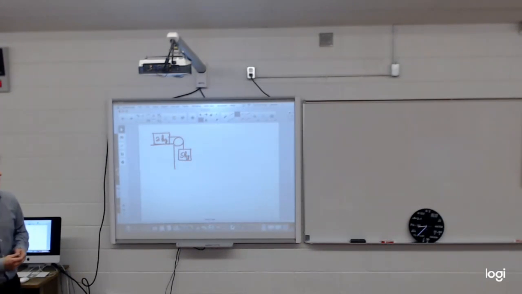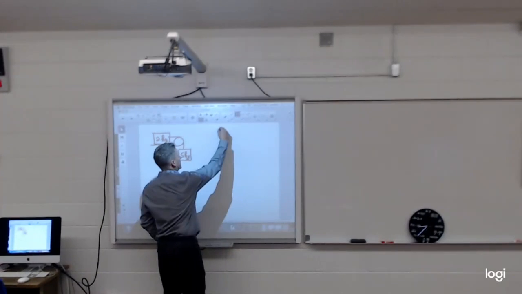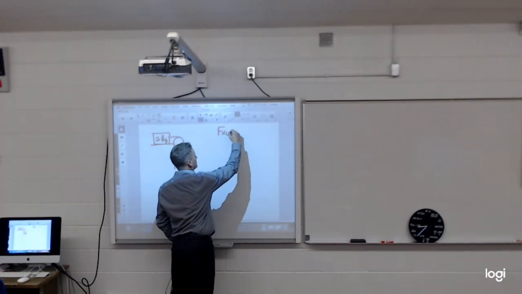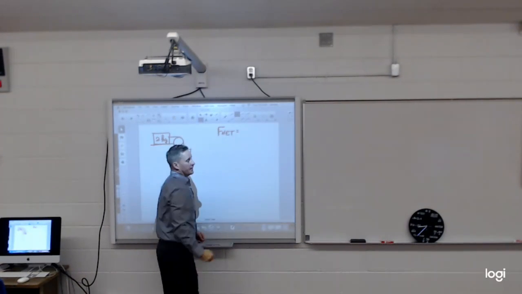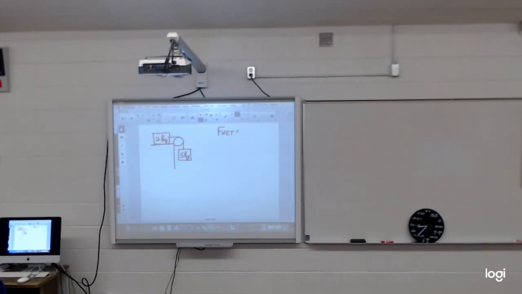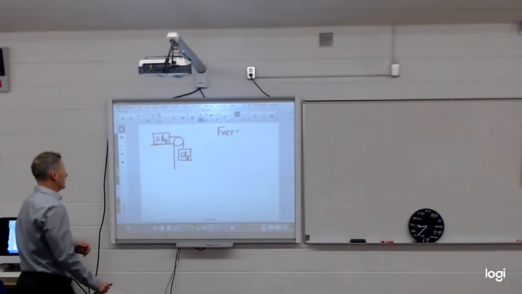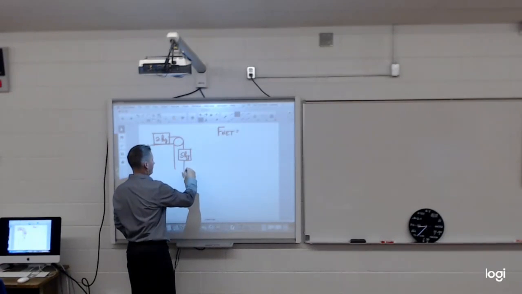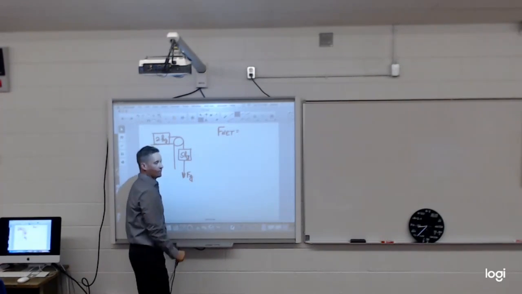Okay? So if I'm looking at the net force on this, the net force in this case is what's going to start those 2 masses in motion? Gravity. On which one of the masses? The 5. The 5 kilogram force of gravity is going to pull them down, isn't it? Right? So this is going to be the force that's pulling them down.